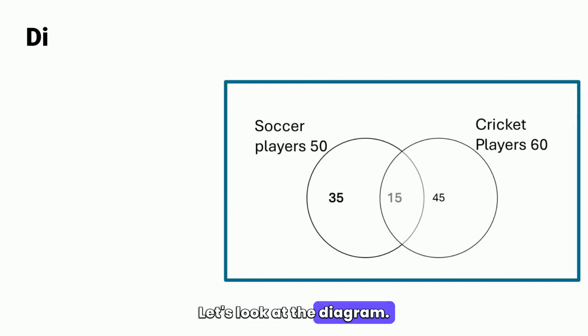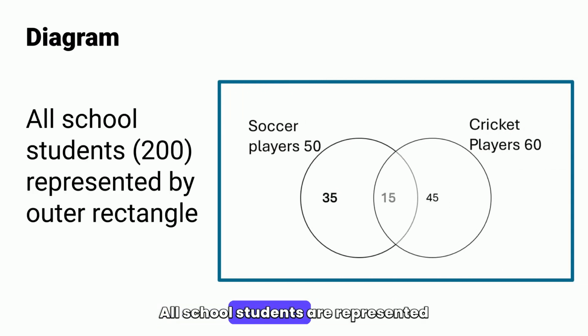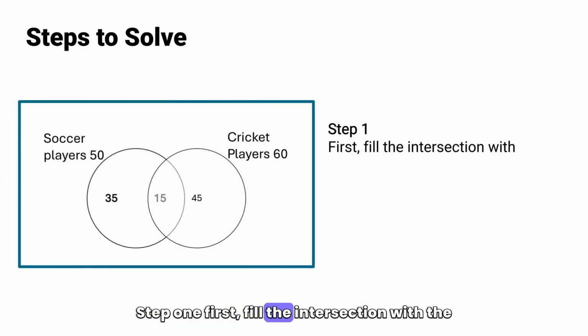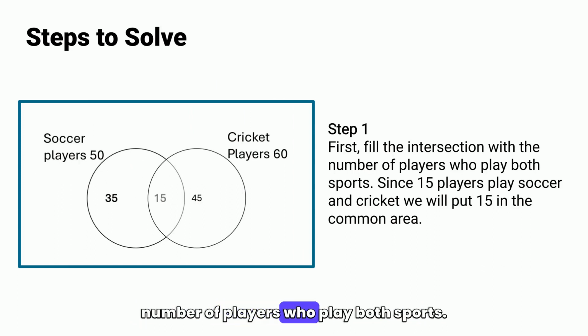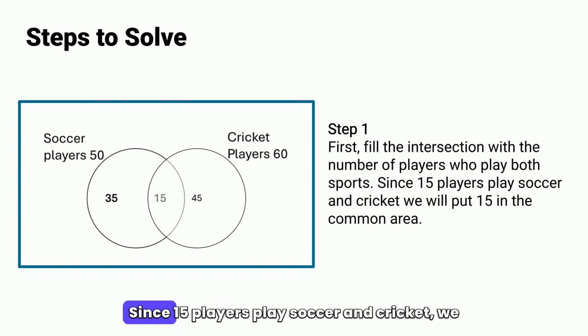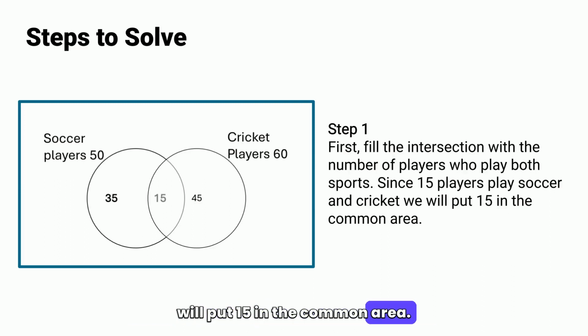Let's look at the diagram. All school students, 200, are represented by an outer rectangle. Step 1. First, fill the intersection with the number of players who play both sports. Since 15 players play soccer and cricket, we will put 15 in the common area.